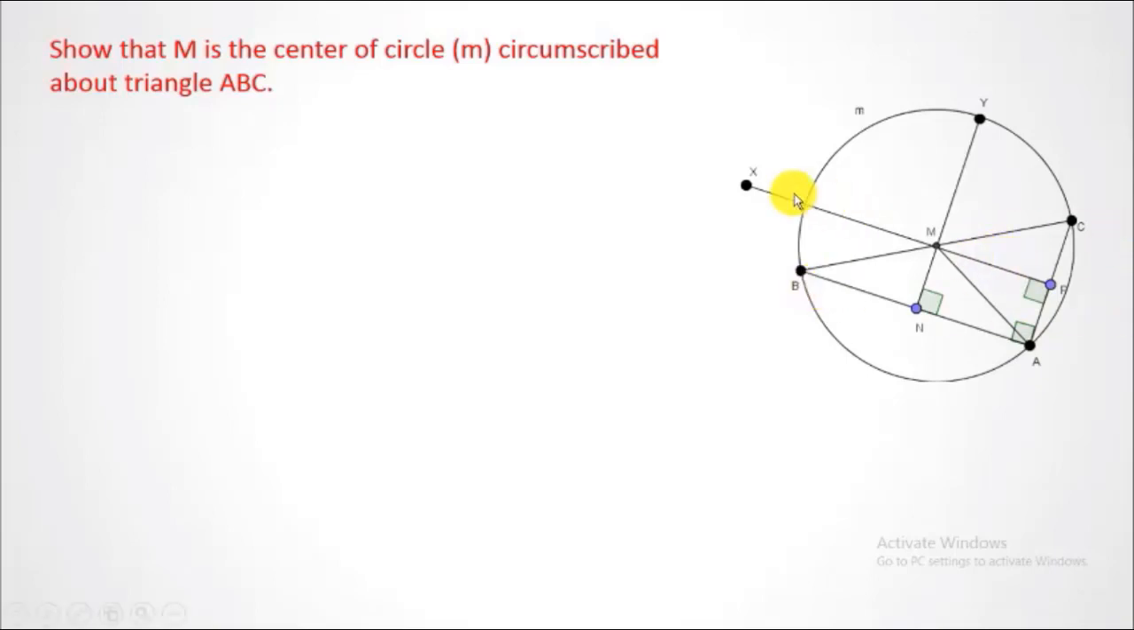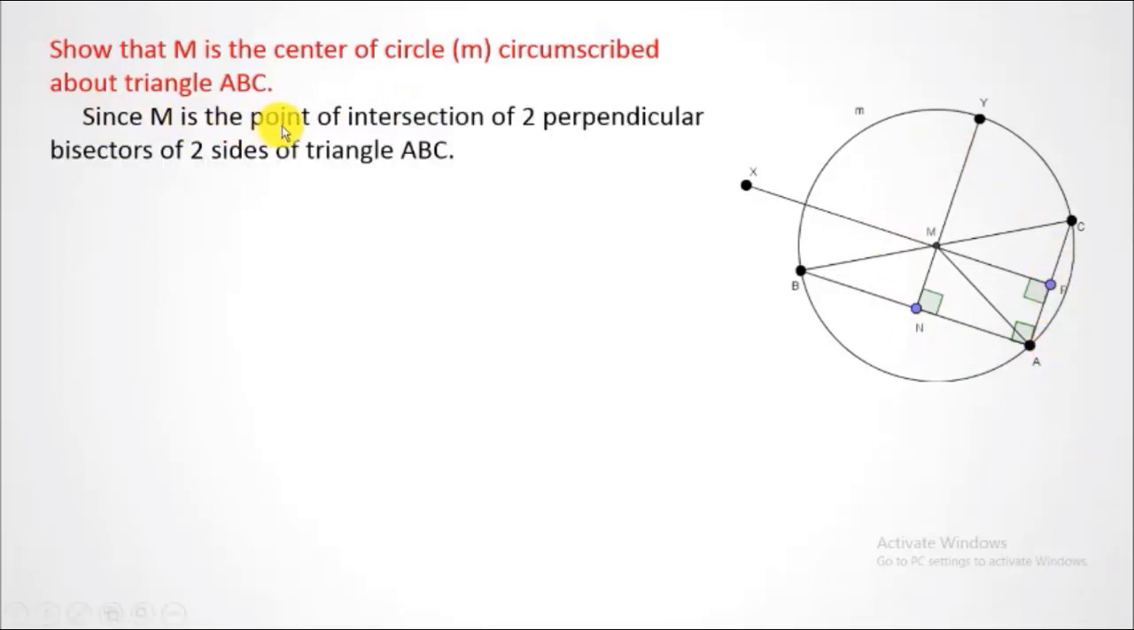We have PX passes through the midpoint of AC and is perpendicular to it, so PX is the perpendicular bisector of AC. Also, NY passes through the midpoint of AB and is perpendicular to it, so NY is the perpendicular bisector of BA. It is enough to draw two perpendicular bisectors to locate the center of the circumscribed circle. M is the point of intersection of two perpendicular bisectors of two sides of triangle ABC, then M is the center of circle M, circumscribed about triangle ABC.